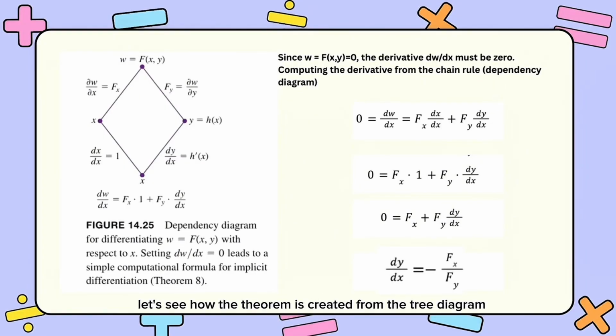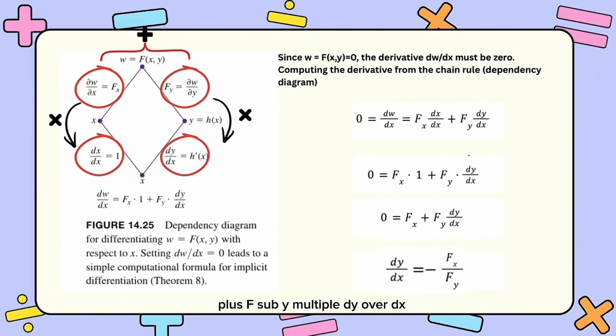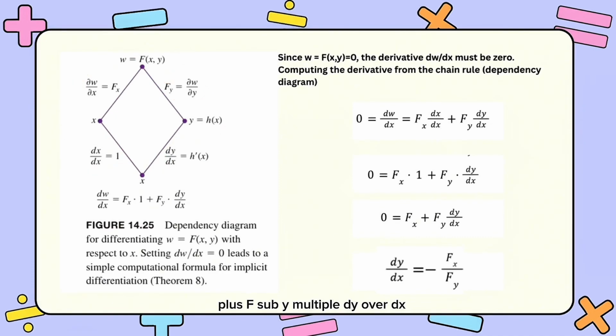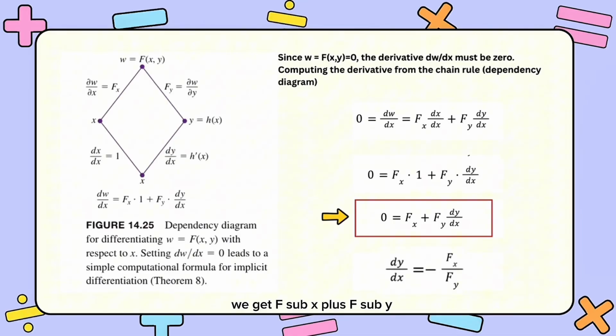Next, let's see how the theorem is created from the tree diagram. For differentiating w equal to f of x, y with respect to x, using the chain rule, we get dw over dx equal to f sub x multiplied by dx over dx plus f sub y multiplied by dy over dx. We set dw over dx equal to 0 and dx over dx equal to 1. And then we get f sub x multiplied by 1 plus f sub y multiplied by dy over dx. And we obtain f sub x plus f sub y multiplied by dy over dx.